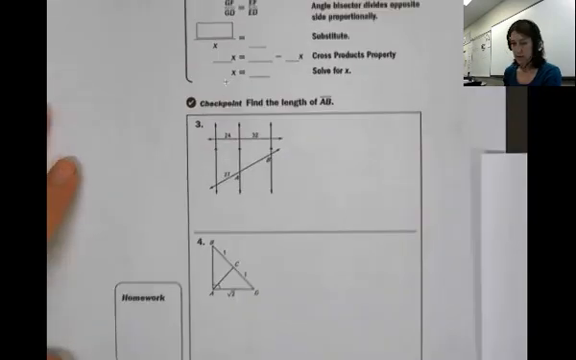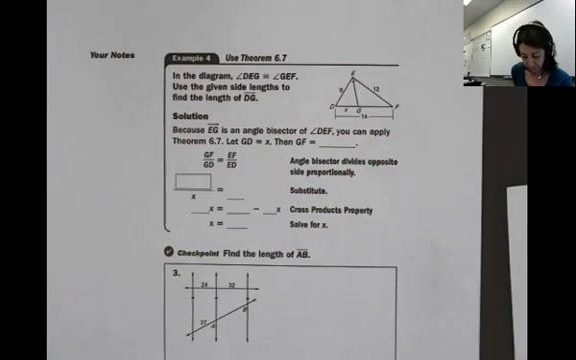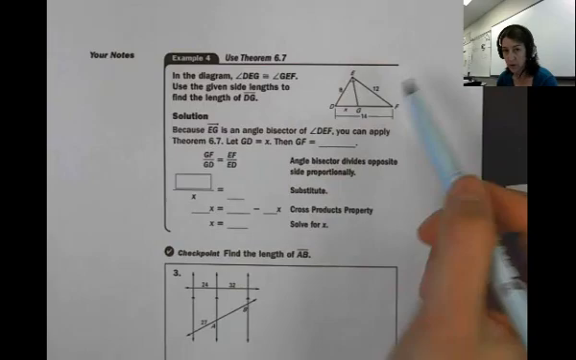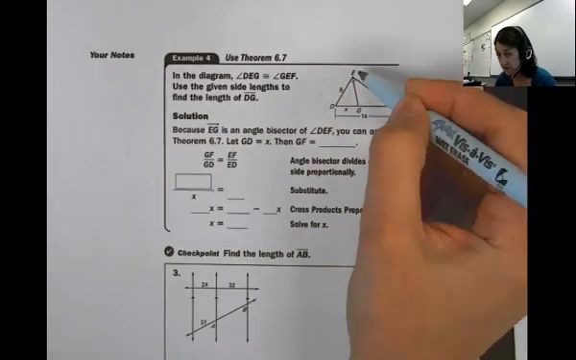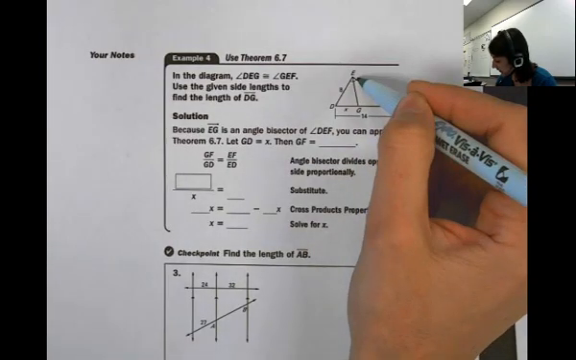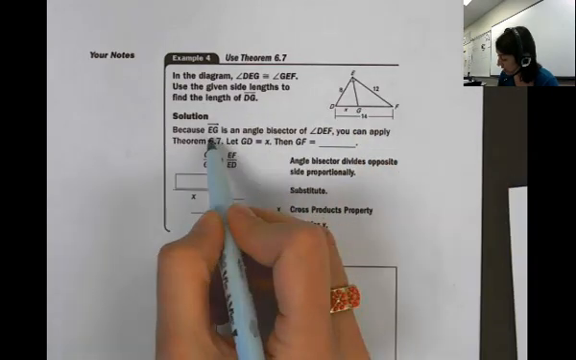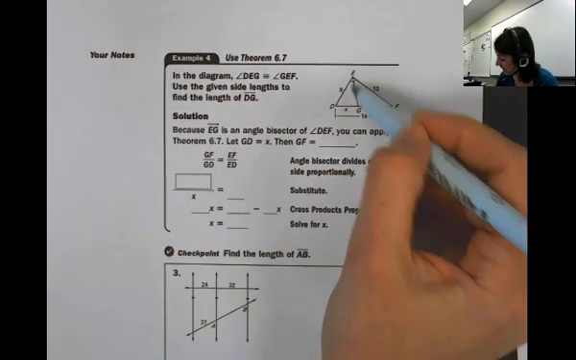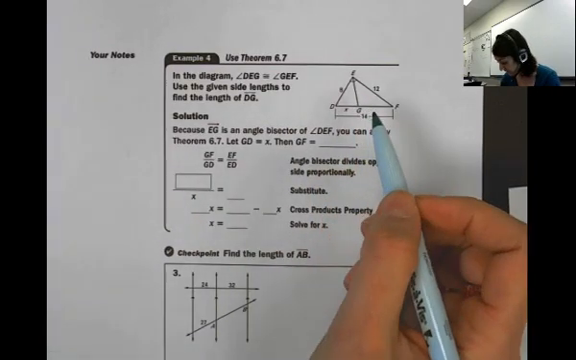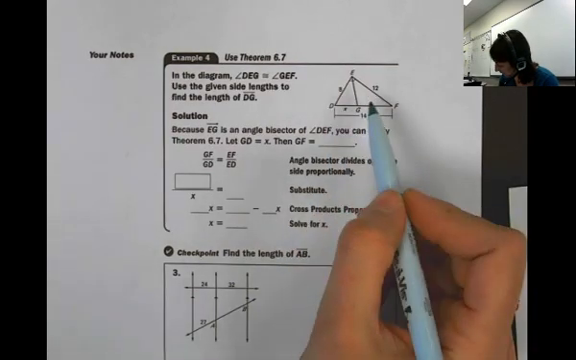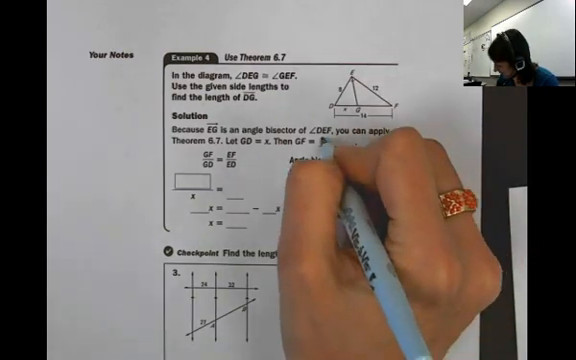And then the next example shows us the angle bisection theorem with proportionality. So in this diagram, we know that DEG and GEF are congruent, so therefore we know that EG is the angle bisector of angle E. Use the given side lengths to find length DG. So solution is, because this is an angle bisector, you can apply the theorem. Let's put in x for DG. Then the entire side is 14 minus x.